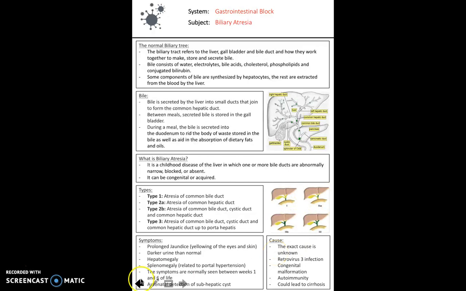where the blockage is. Consequently, it can cause jaundice, so yellowing of the eyes and the skin. The sclera of the eyes particularly is a noticeable effect of jaundice. Darker urine than normal, hepatomegaly, splenomegaly, and the symptoms are normally seen between week 1 and week 6 of life. And again, the exact cause of biliary atresia, it is unknown.